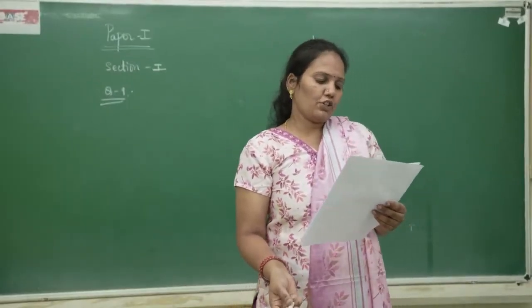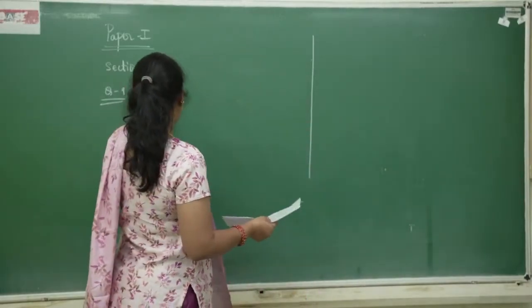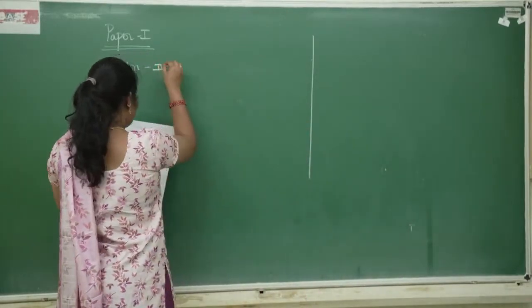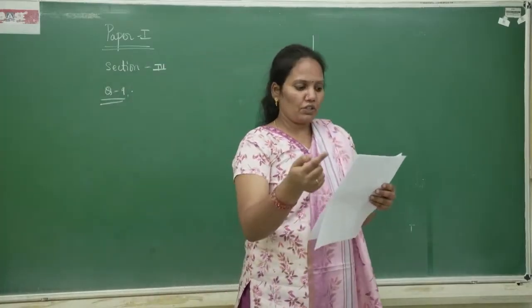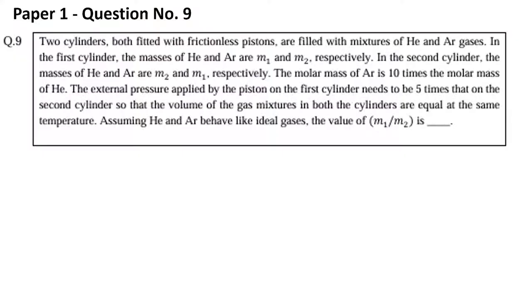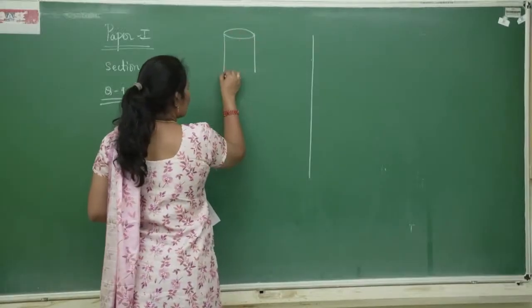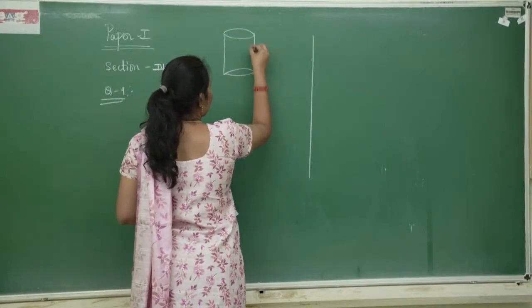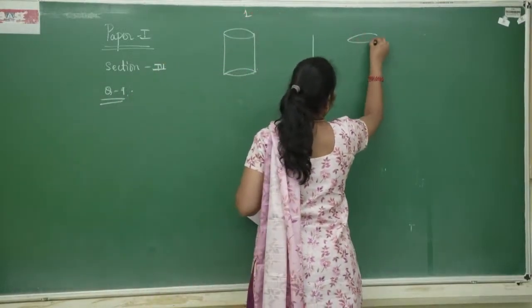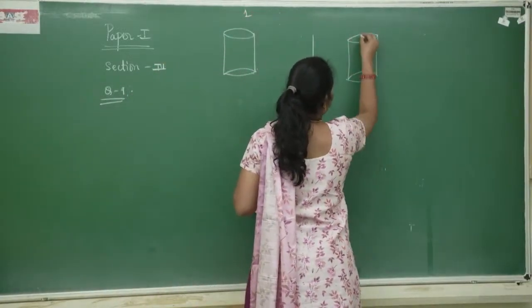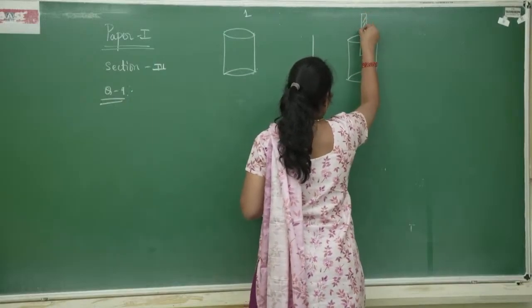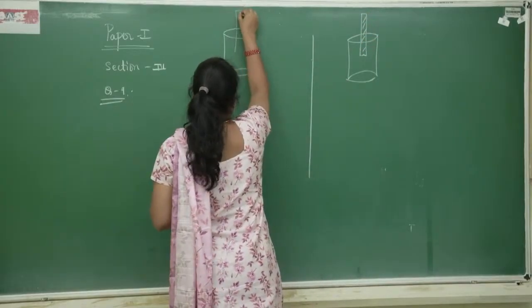So we shall discuss section 3, advanced paper 1, section 3, question number 9. So the question is, two cylinders both fitted with a frictionless piston are fitted with mixtures of helium and argon gases. So we have basically two cylinders. This is cylinder 1, and you have cylinder 2. It is fitted with a frictionless piston, you have a piston here.